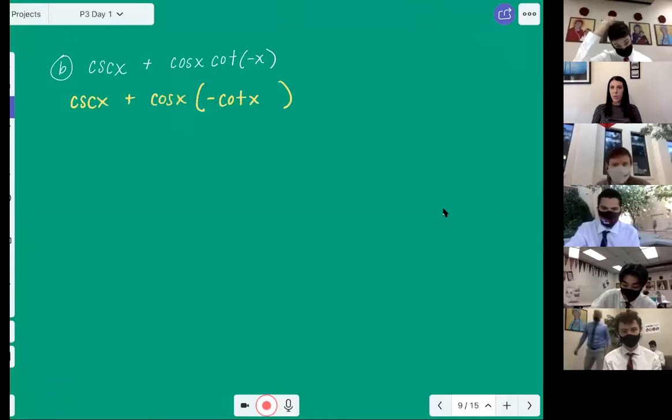Fantastic. Okay, so we can do that. This is still pretty messy. I don't see any pi over 2's minus x's. I don't see any Pythag in here. I don't have multiplication of things yet.